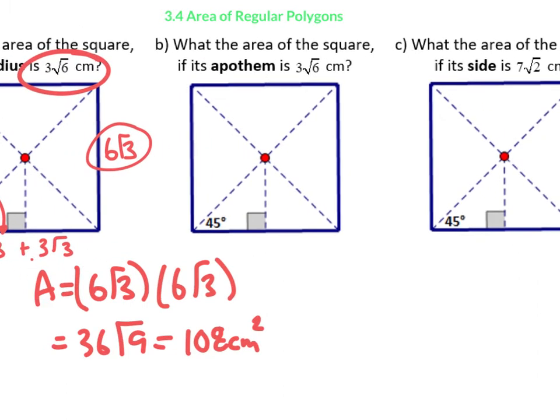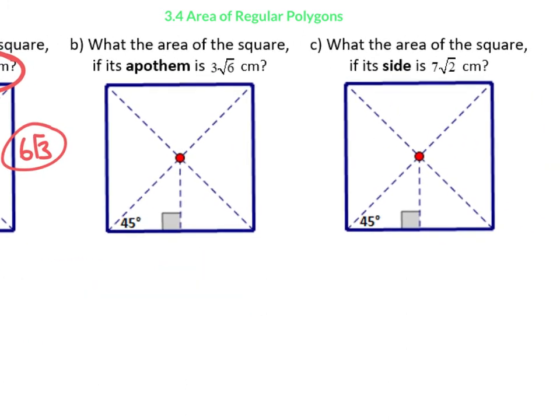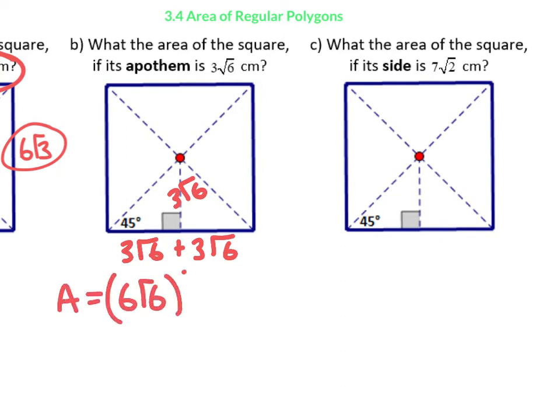This time it says that my apothem is 3√6, and so that would mean this is 3√6, which means this is 3√6, which means this is 3√6, and so again my side happens to be 6√6 this time. So if I wanted to know the area, it'd be 6√6 squared. And with a little mathematics, you can get that one on your own, is 216 centimeters squared.